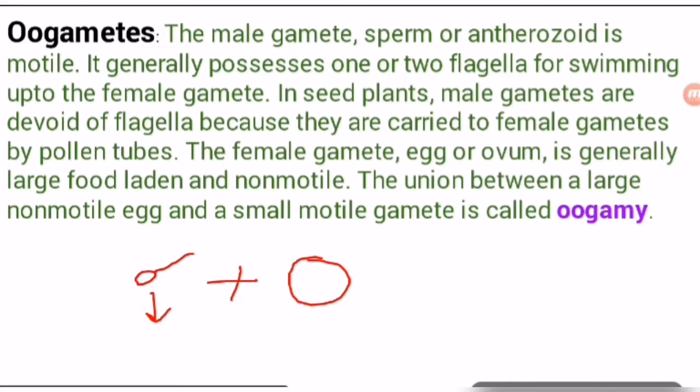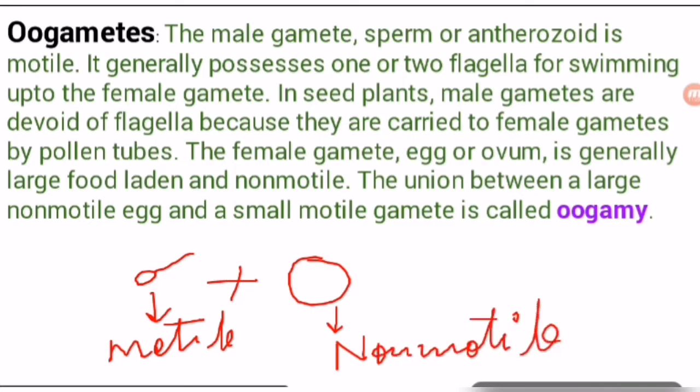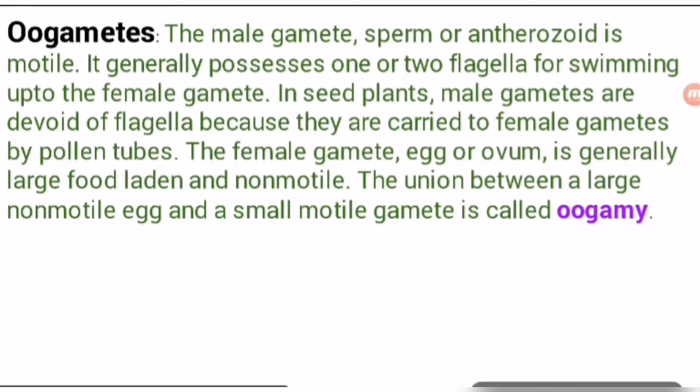The smaller one is motile and the larger one is non-motile. So the fusion of these types of gametes, one very small motile gamete and another large non-motile gamete, is known as oogamy. Oogamy. And these gametes are known as oogametes. So I think it is clear to you, students. This is very important.